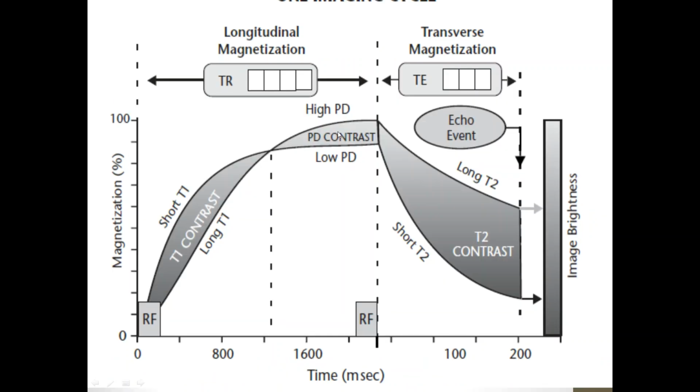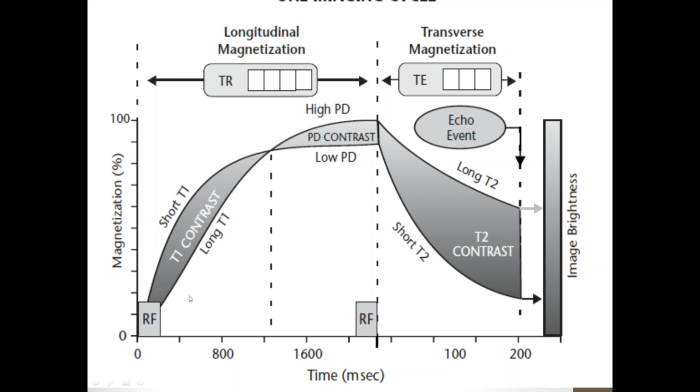The proton density sequence. The proton density sequence is very important, but it depends on the number of protons in different tissues. Each tissue, each component inside our bodies contains a different number of protons. Water has a different number of protons than fats and bone and so on. Okay, so if we want to get the image depending on the number of protons, we have to select TR and TE to neglect the effect of longitudinal magnetization and transversal magnetization.